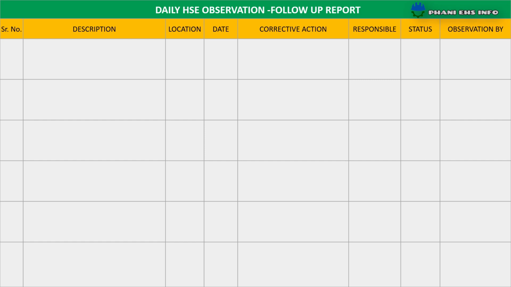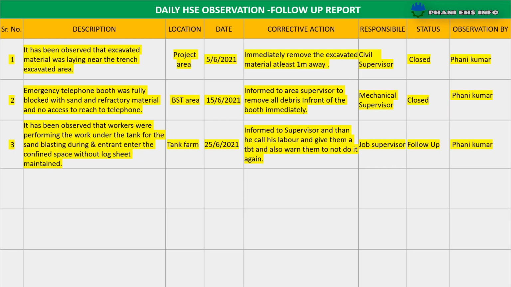And next one, daily HSE observations. When monitoring the site daily, we observe some unsafe conditions or unsafe acts, and we have to take some corrective actions. So here is the sheet. We have to mention what observations were raised by the safety department, what corrective actions were taken, and who is responsible for a particular observation. We have to mention it like this.